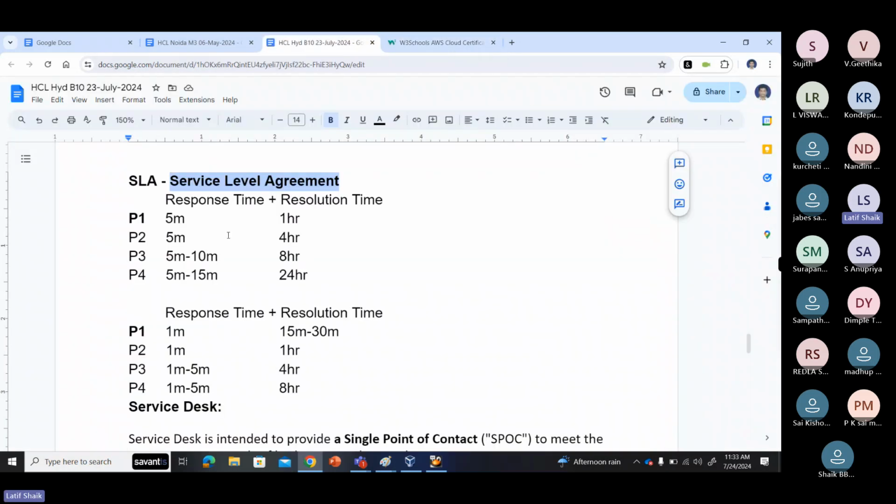For example, just for example, I agree some priority levels. Guys, here it is response and resolution time. Whenever something comes to the service desk, any incident or service request, a ticket is created, right? In the ticket, immediately you have to give a response. This is an issue that occurred, yes? Okay, so please wait for this time.